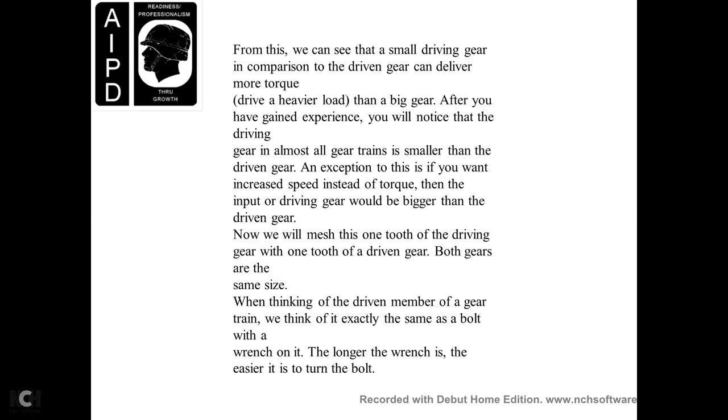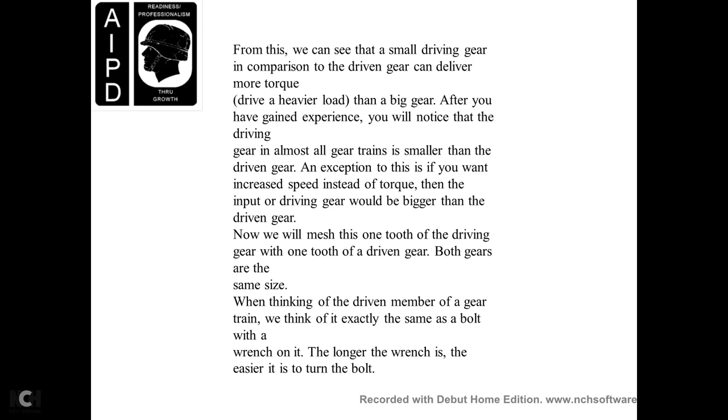From this, we can see that the smaller driven gear delivers more torque to drive the heavier load of the big gear. You will know this after you have gained experience. The exception is if you want to increase speed over torque, then the input, the driving gear, would be bigger than the driven gear.